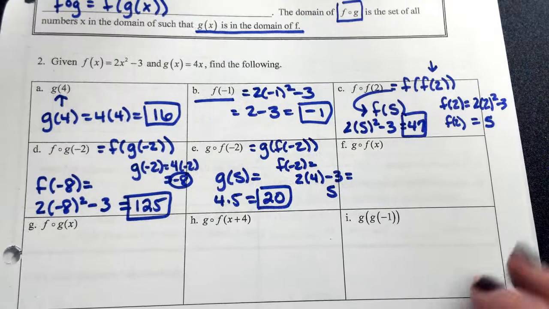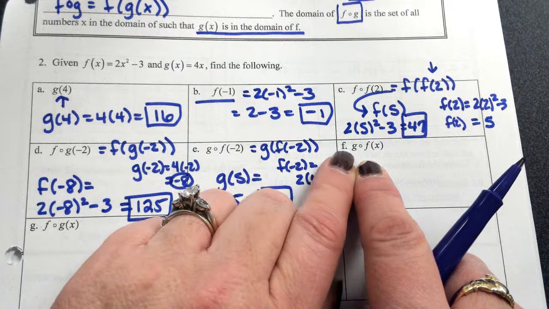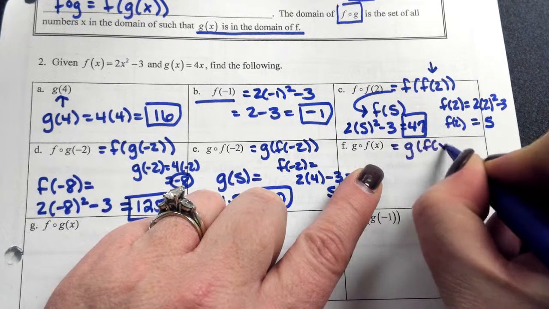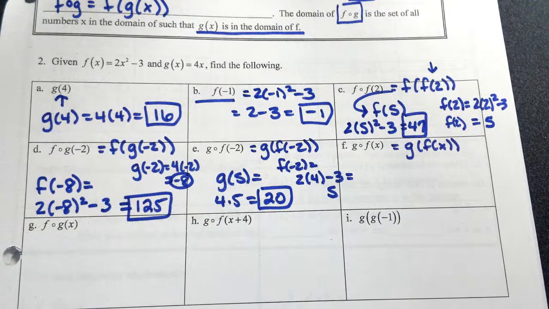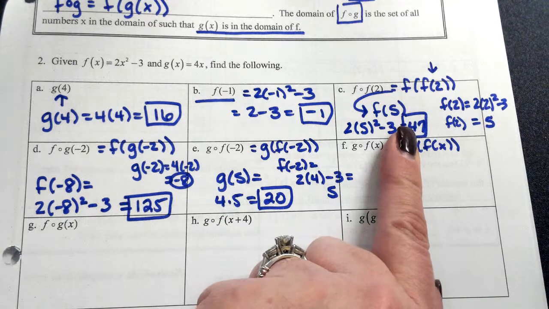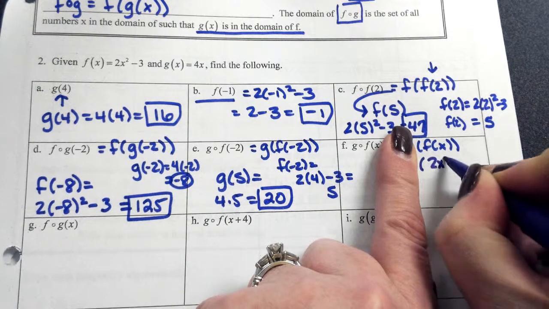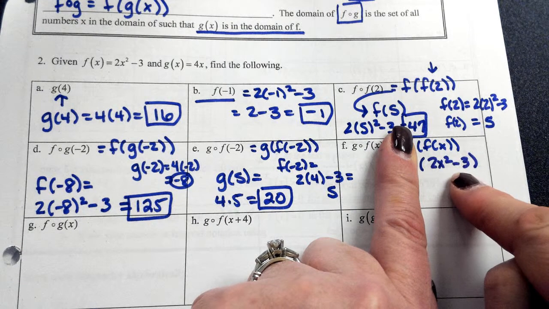You also can do composition with functions. You can take functions and plug them into other functions. So g of f of x, remember, means we're going to take g of f of x. So this is where you're not going to get a number as an answer, you're going to get a whole new function. Again, still work on the inside. So f of x, remember, is defined as 2x squared minus 3. So I'm going to replace f of x with what it's defined as, 2x squared minus 3.